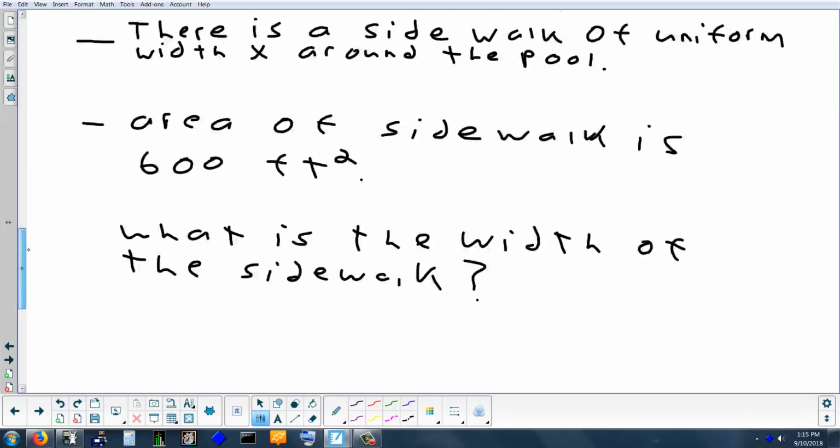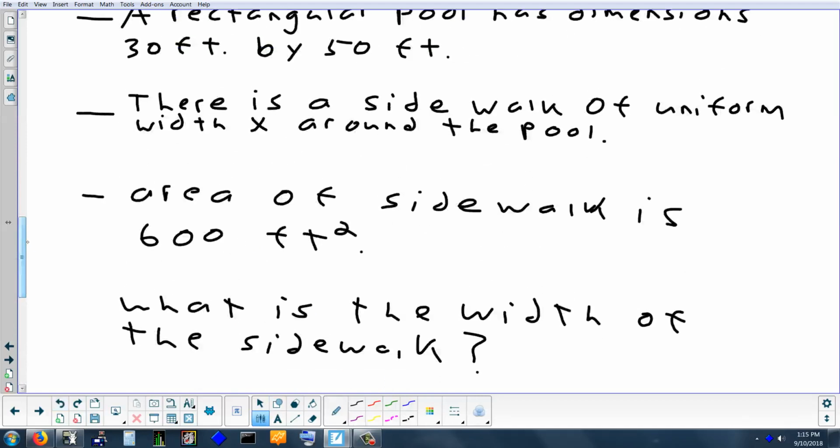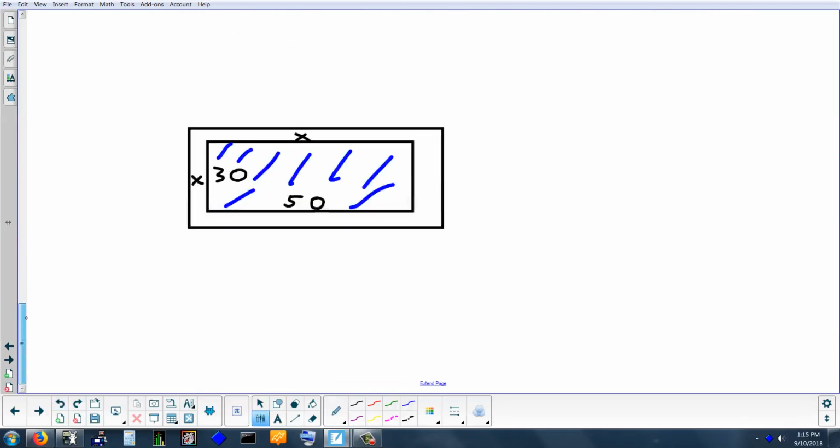Okay, so let's see if we can come up with a formula that would calculate that, because that's the only number that we have besides the dimensions of the pool. So somehow we've got to use that 600. So let's let A sub S be the area of the sidewalk. I can write that out if that's confusing. So area of the sidewalk.